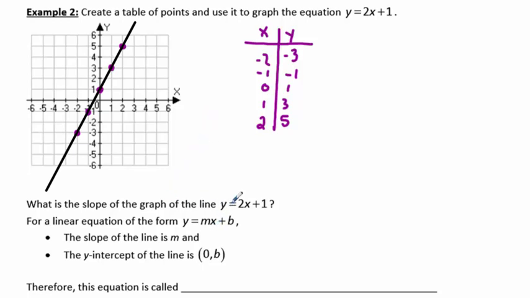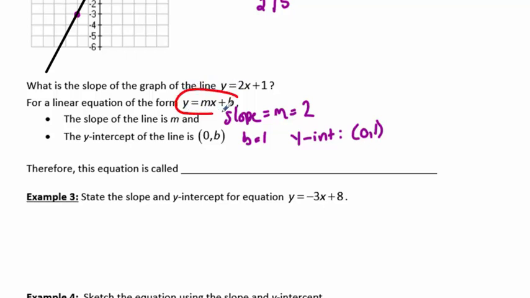So if we recall, if the equation is in the form y equals mx plus b, the form where y is solved for, then we have a coefficient of x and a constant. The slope of the line is m, and the y-intercept of the line is 0, b. So the slope, or m, value is 2 for this line, and the y-intercept is 0, b, where b is 1. Because an equation in this form will tell us directly the slope and the intercept if we look at those two values, this equation is called slope-intercept form.